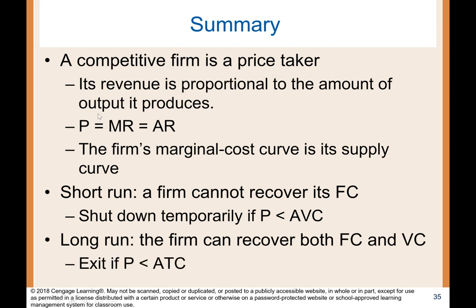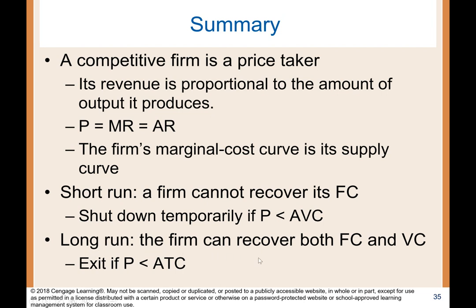Summary. A competitive farm is a price taker. Its revenue is proportional to the amount of output it produces. Price equals marginal revenue equals average revenue. The farm's marginal cost curve is its supply curve. Short run, a farm cannot recover its fixed costs. Shut down temporarily if price falls below average variable cost.